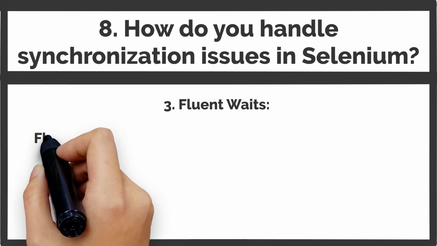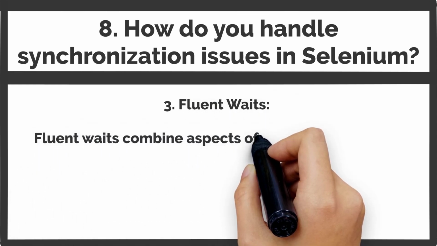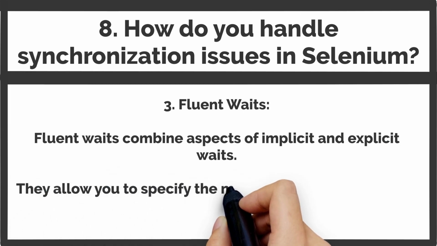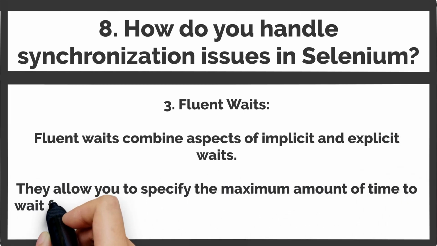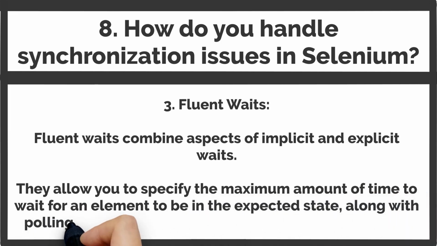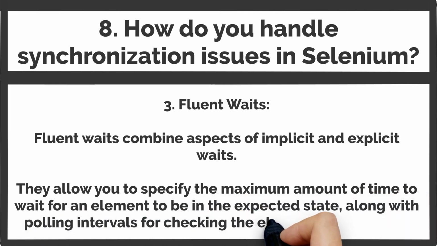3. Fluent waits. Fluent waits combine aspects of implicit and explicit waits. They allow you to specify the maximum amount of time to wait for an element to be in the expected state, along with polling intervals for checking the element's availability.